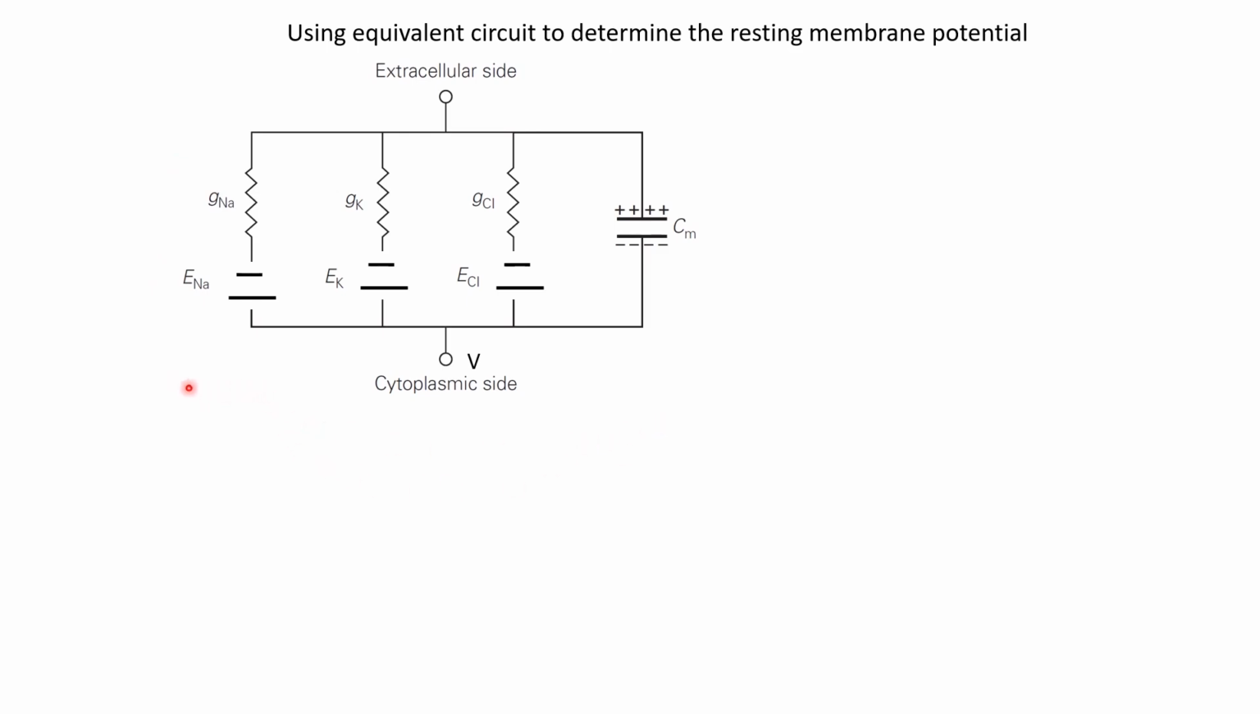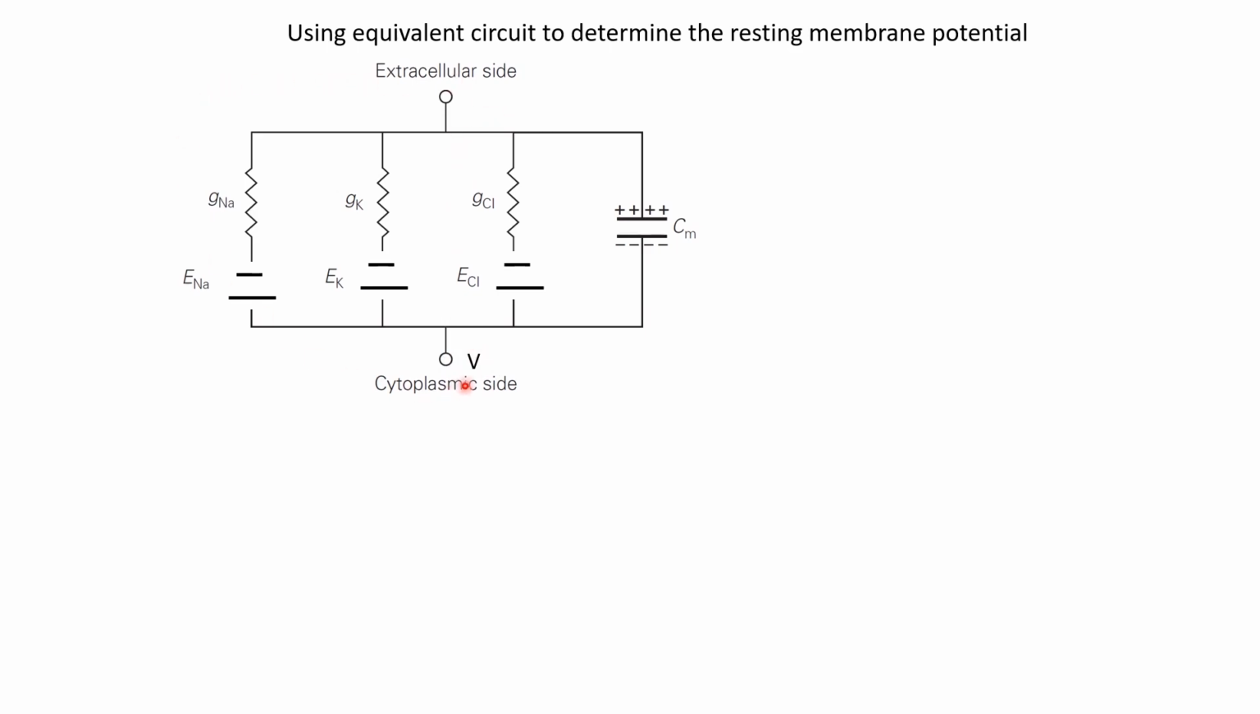As we have seen before, we can represent sodium channels by the conductance or the resistance along with the battery for sodium, which basically reflects the equilibrium potential for sodium. Similarly for potassium, and chloride also we can include if we want. And of course there is the capacitance. And the voltage of the neuron is denoted by V relative to outside.